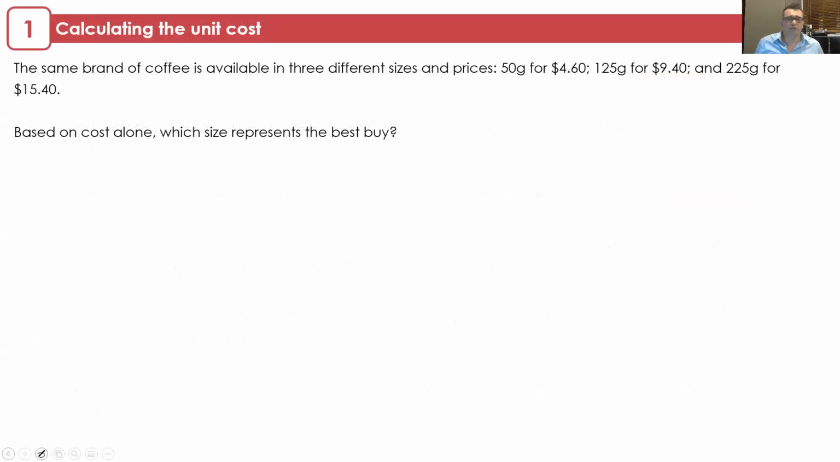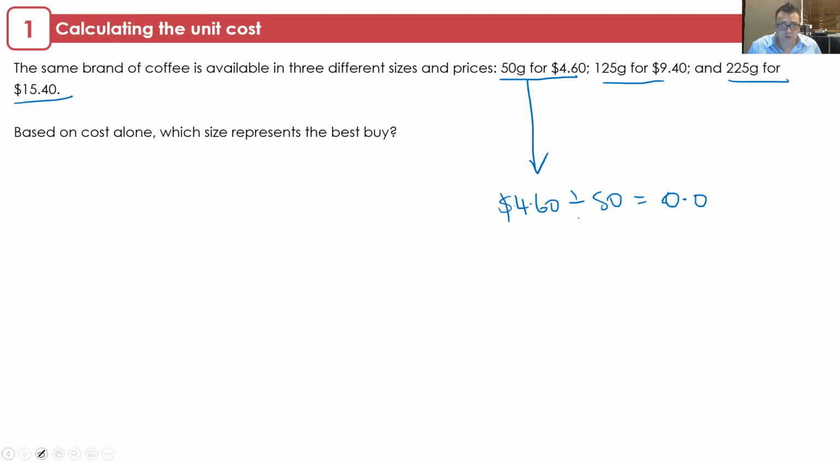Looking at an example here, we have the same brand of coffee available in 3 sizes, and we need to decide which represents the best buy. So for this one here, let's work out the price per gram. For our first one, we're going to have $4.60, and we're going to divide it by 50. So we have 0.092 per gram.